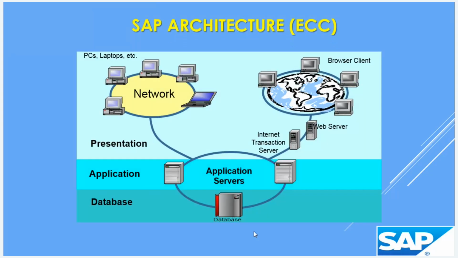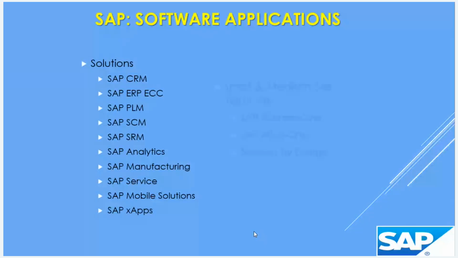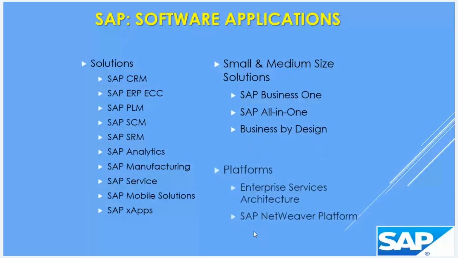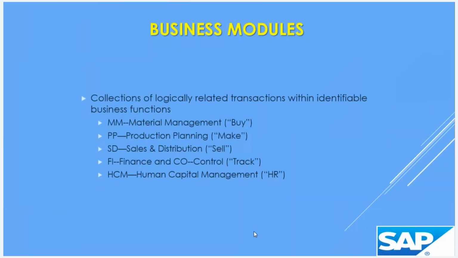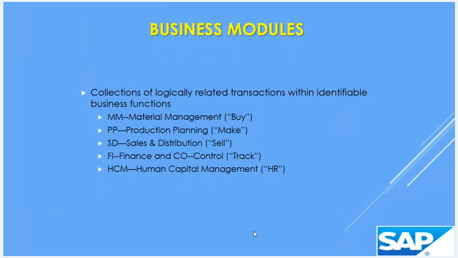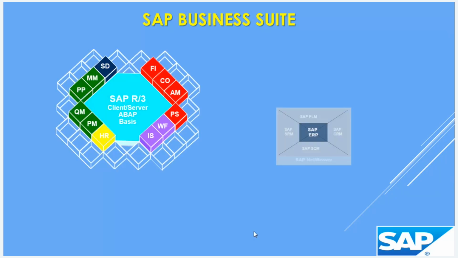Now, whatever the ECC architecture I just told you about, the database, application and presentation layers, that is what the ECC application is. Now, these are the many software available in it: CRM, PLM, SCM, SRM, analytics, manufacturing. All those types of applications are available in the ECC domain. Now, business modules you have MM, PP, SD, FI, SM. I have already discussed this. Now SAP Business Suite, so this is basically the ECC Business Suite.